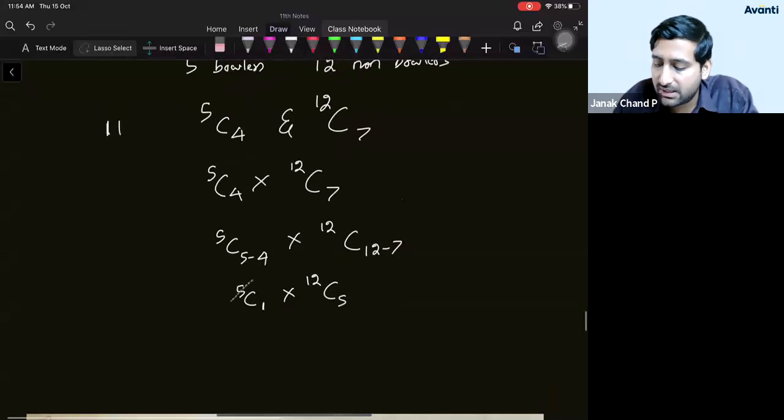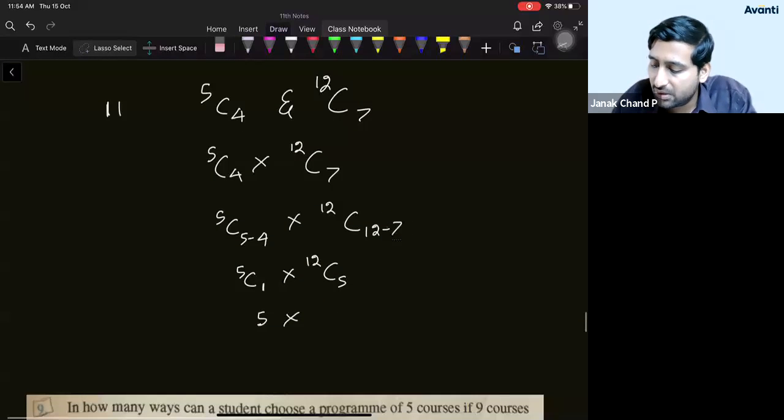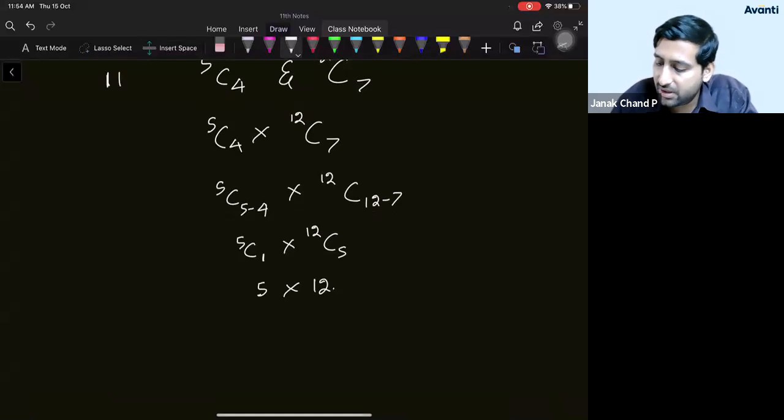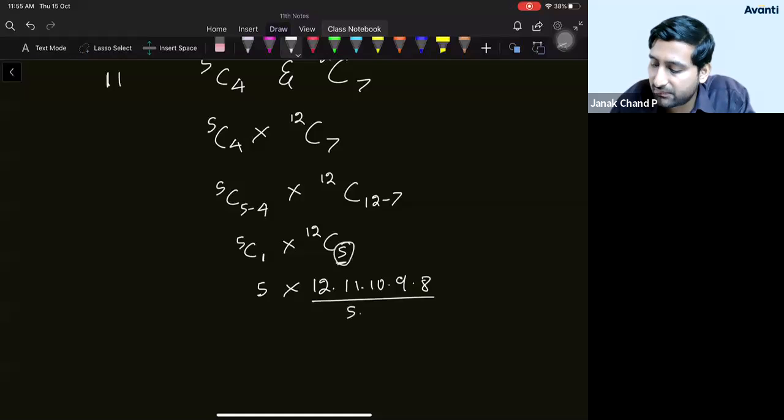I have already told you, student, NC1: the value of NC1 is directly N. So this is directly 5. And then the value of 12C5 is the only thing which you should calculate. So this is nothing but, student, multiplication of 5 numbers starting from 12 divided by 5 factorial. That is 12 into 11 into 10 into 9 into 8. These are the 5 numbers divided by 5 factorial. So this 5 factorial, we know that, student, it is 5 into 4 into 3 into 2 into 1.